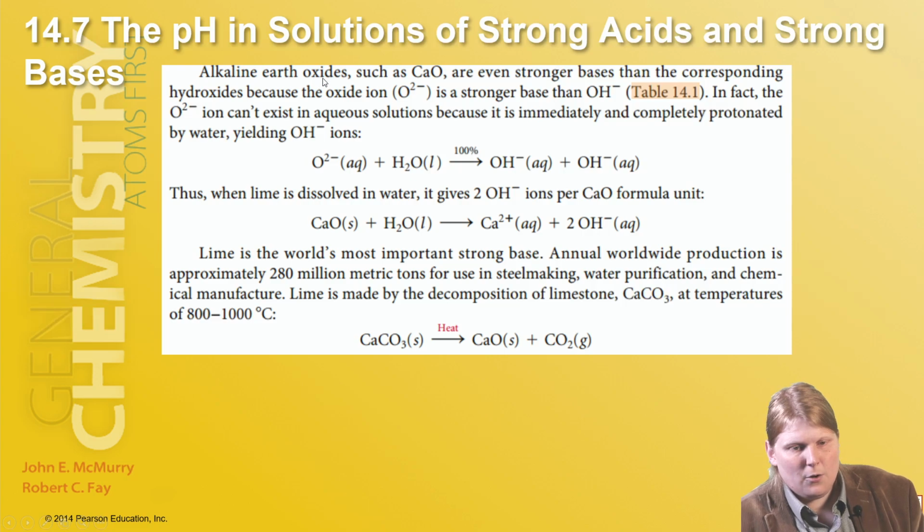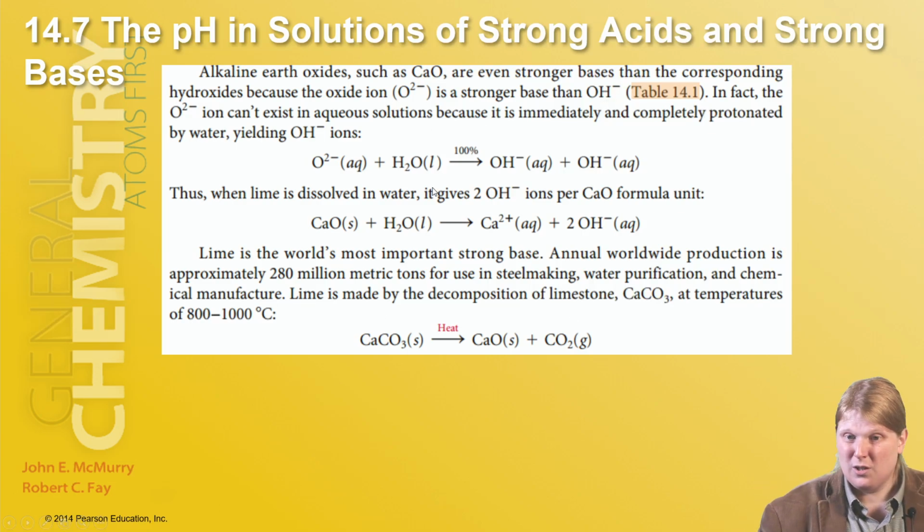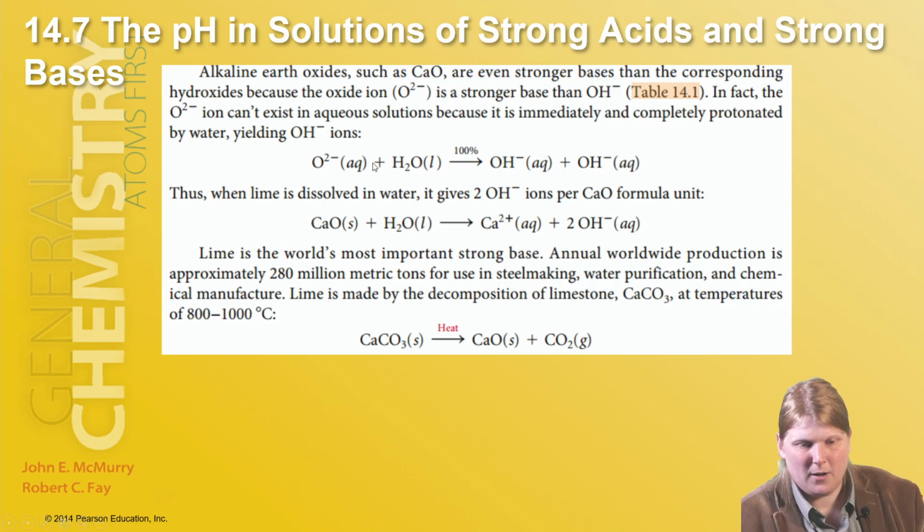Alkali earth oxides are even stronger bases because the oxide ion is a stronger base than hydroxide. But the issue with these is they're typically not considered conventional strong bases. They don't show up very often in test questions or examples, but it's something else to keep in mind that these are immediately converted to hydroxide whenever this oxide ion exists in water. So it acts as a strong base.